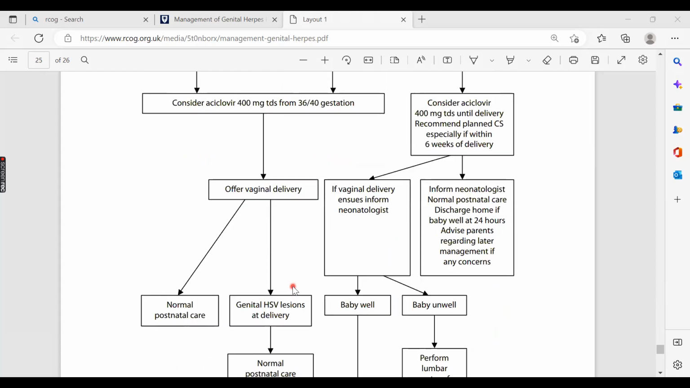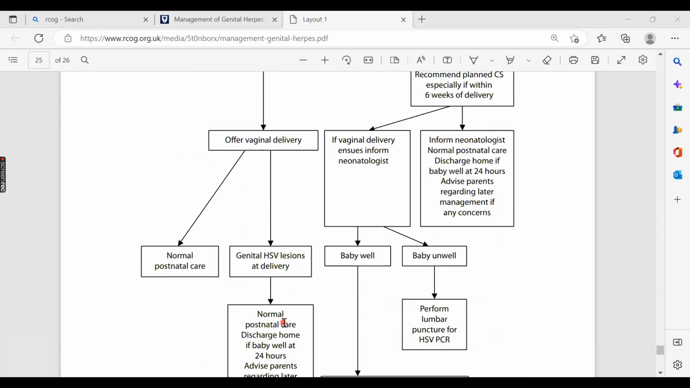And if there are any genital lesions at the time of vaginal delivery, do not worry, normal postnatal care.